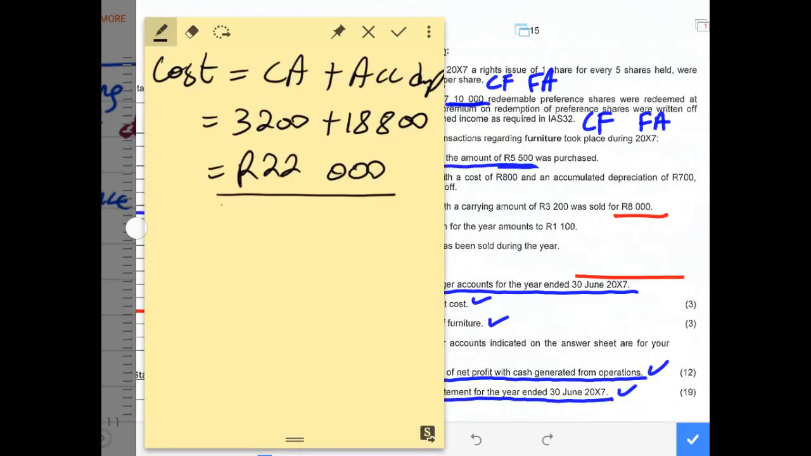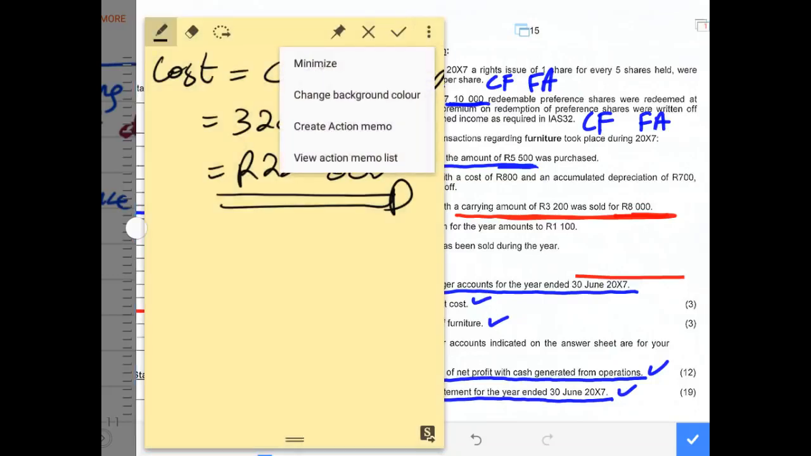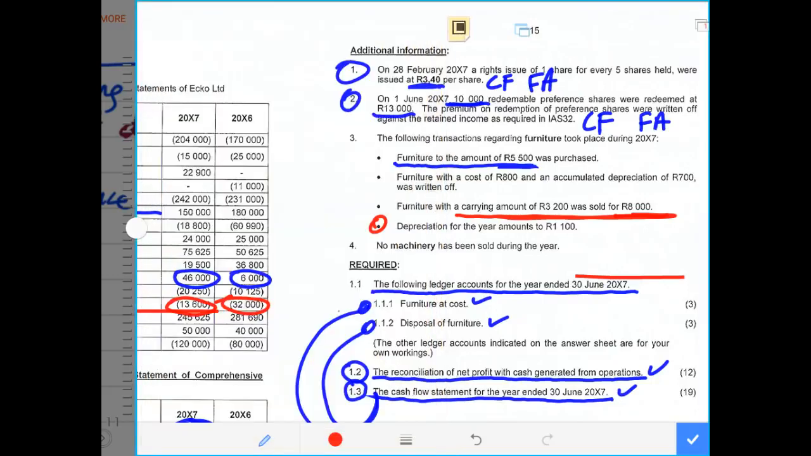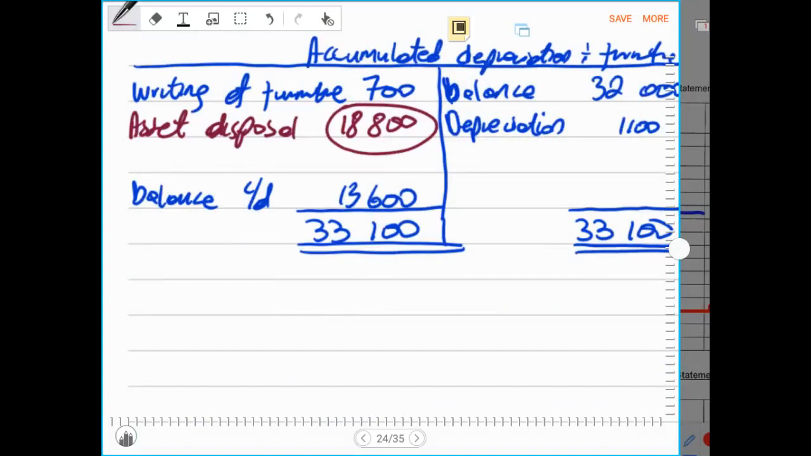So this is the cost price of this furniture that was sold at the selling price of 8,000, where a profit of 4,800 was made. Please take note of this. It is very, very important. So we do have the cost here. The cost is equal to 22,000 rands. Now we have covered that aspect. Let us go to the ledger account and we see that everything is complete. The ledger account for accumulated depreciation is complete, done and dusted.